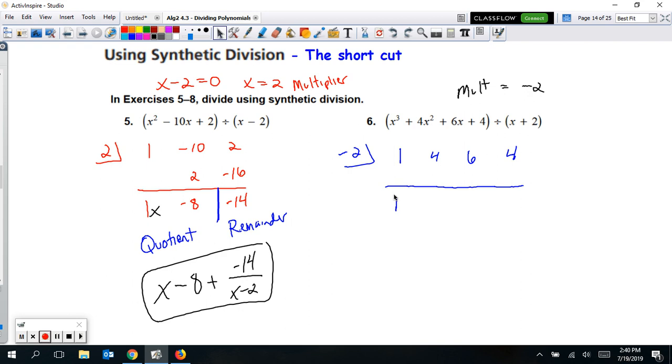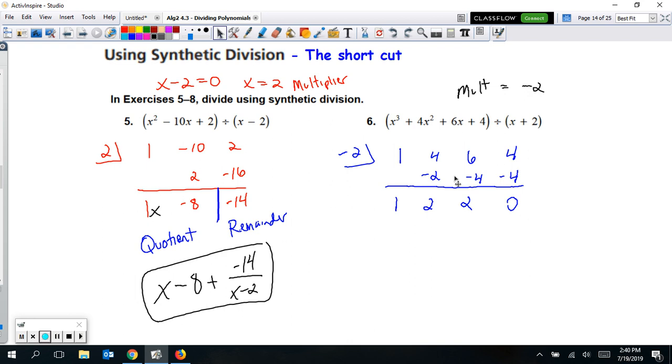So now we multiply that times negative 2, which is going to be negative 2. That's going underneath 4. So underneath 4 there, and then we subtract here. 4 minus 2 will be a 2 under the line. And now 2 multiplies the negative 2. That makes negative 4. That's going to go underneath the next number. So 6 minus 4 is now going to be 2 under the line. And now 2 times negative 2 again is also going to be negative 4. So negative 4 here, and 4 minus 4 is going to give us 0 under the line.